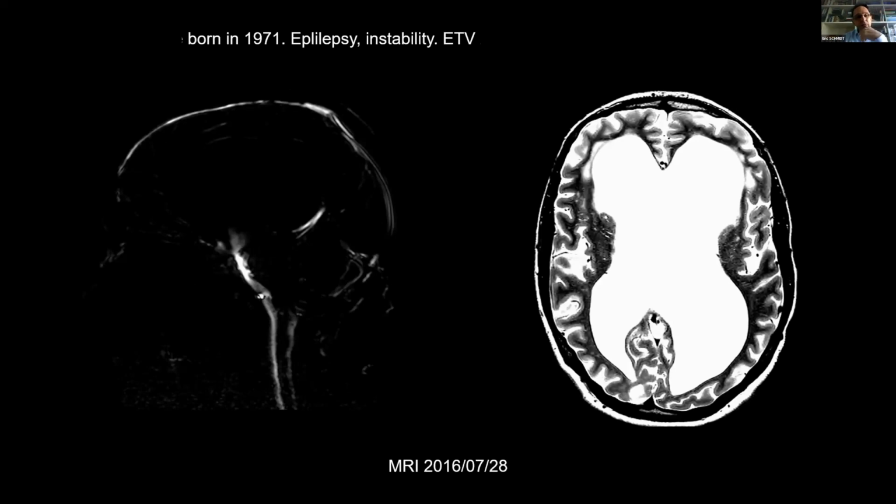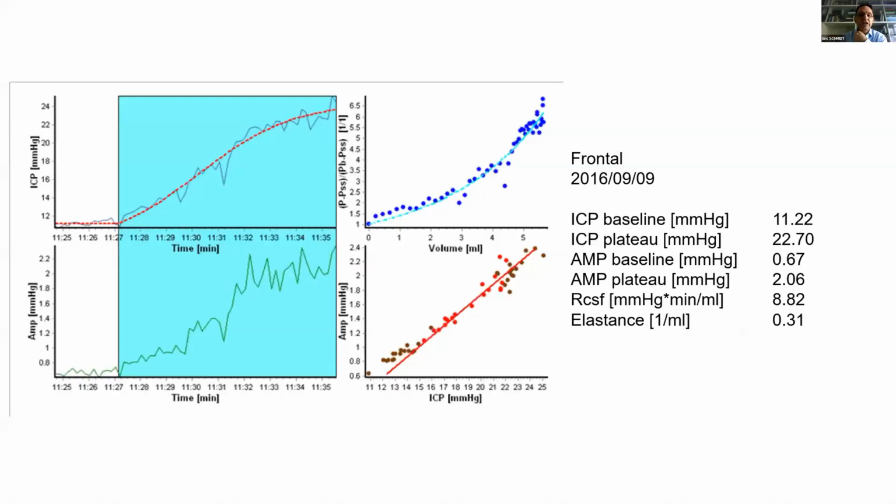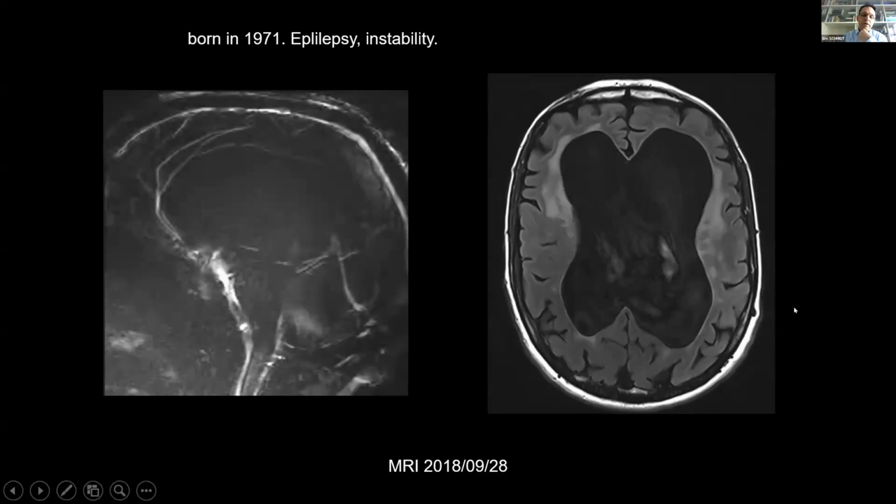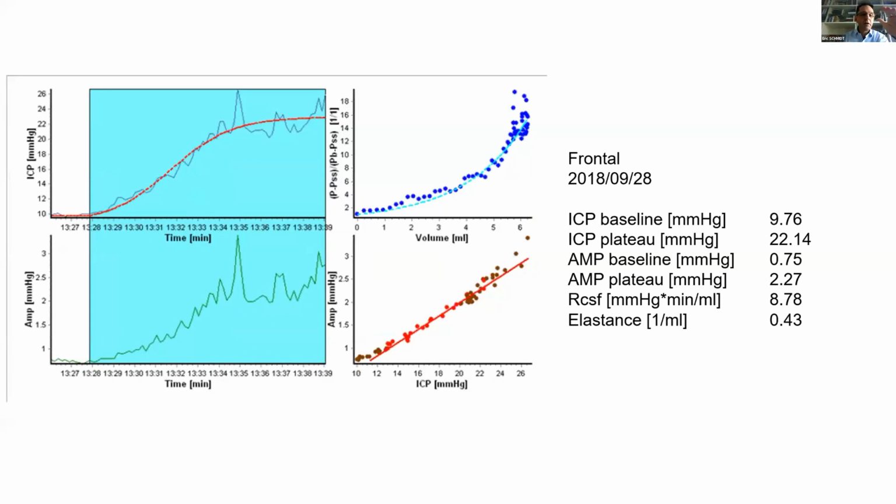And then she came back to me and said, I don't feel that good. And I checked. And this time, the CSF profile was improved, with resistance in the normal range. And I saw her in 2018. The MRI was fine. The ETV was patent, and the ventricles were still dilated. She was not that good. Then I decided to check the CSF dynamics. Similar, no change. I think I won't do anything else.